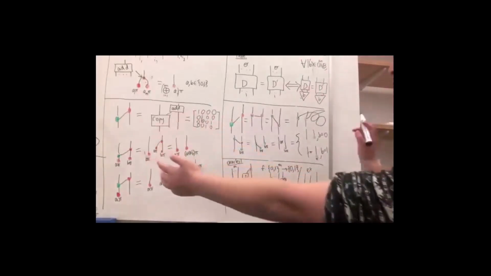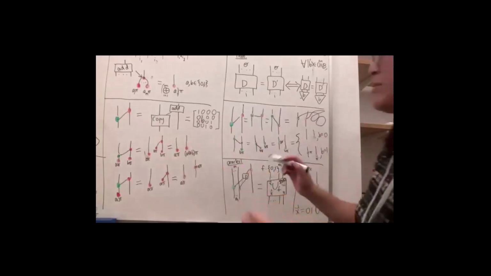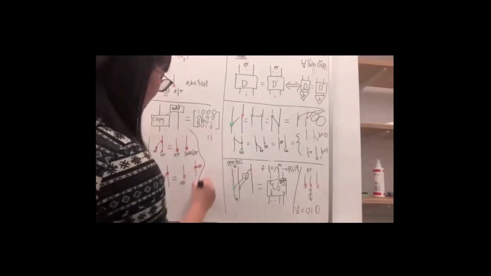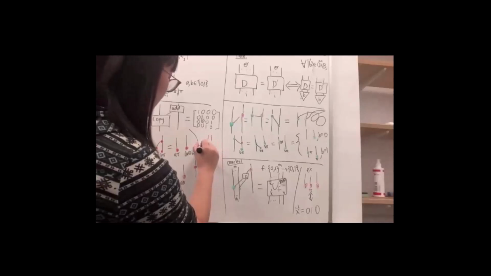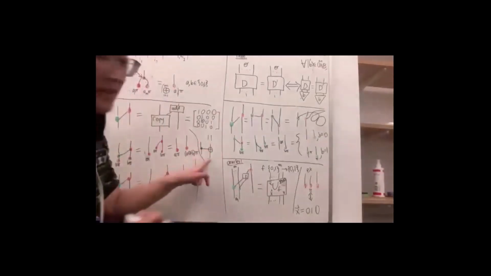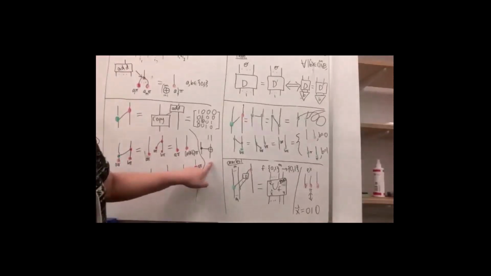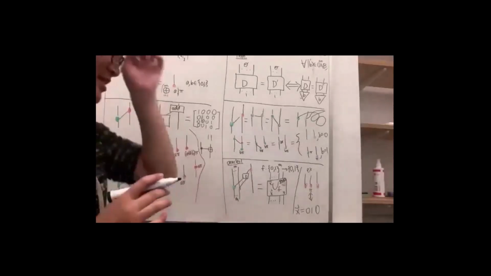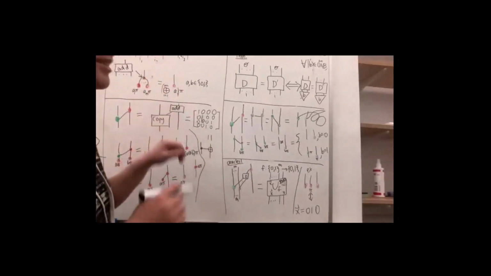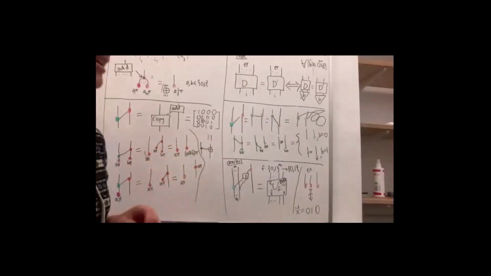So far, all of these I've always drawn the control to be on the left and the target to be on the right. So I'll just draw this here. In circuit notation, the control is on the left and the target on the right. The control is always green because green is what copies the computational basis state, the Z basis state. And the target is always red for the CNOT gate because that copies the X basis.